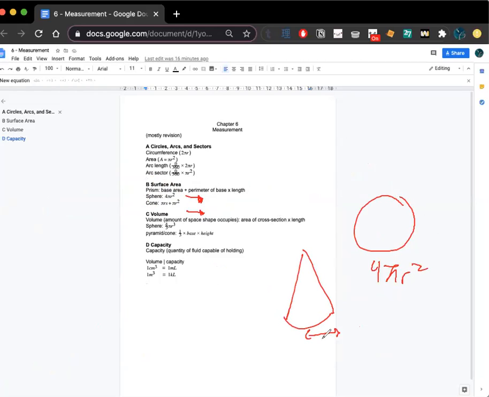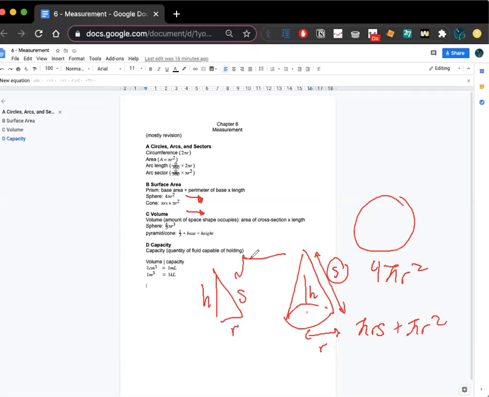And then for the cone, the formula is πrs, where s is the slant, plus πr squared. There are times when they don't give you the slant, but sometimes they would give you the height of the cone. To find the slant, basically you just need to think of this thing as a triangle with height, r, and s, and then use the Pythagoras formula to look for the slant. And that's pretty much it.